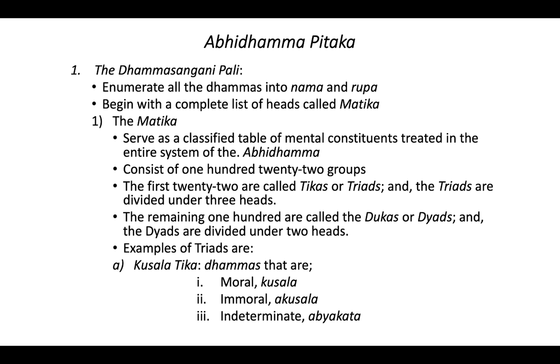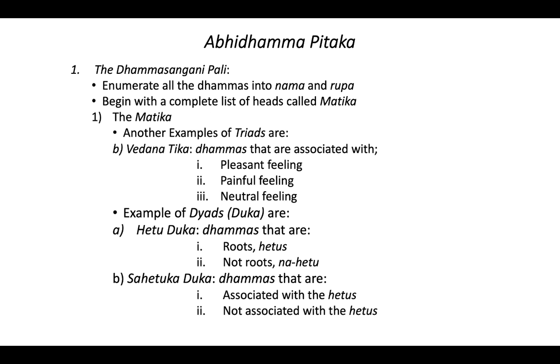The matrix embraces the totality of phenomena and serves as a kind of grid for sorting out the complex manifold of experience in accordance with a variety of angles: philosophical, psychological, and ethical in nature. Here is another example of a triad, which is divided under three heads.